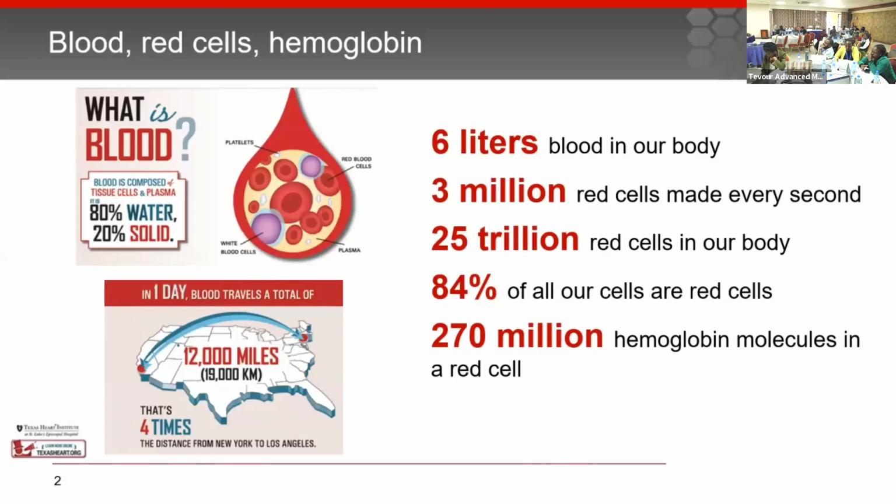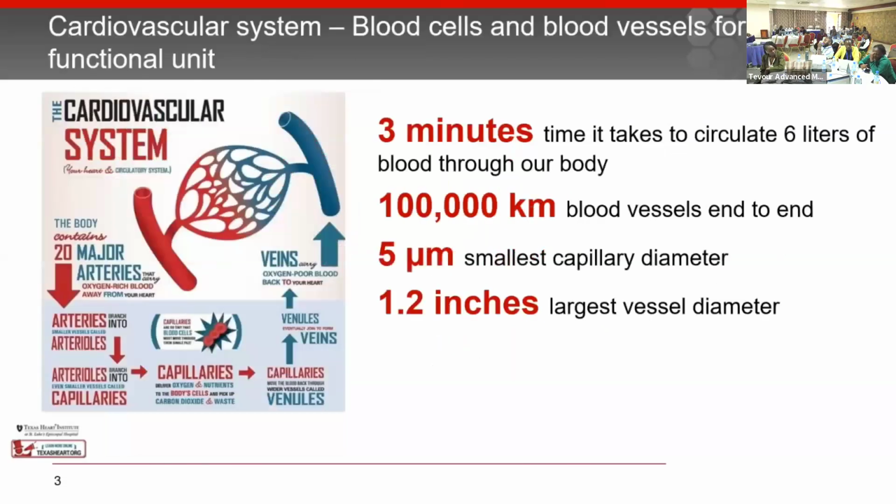So as blood traverses from the lungs, where it picks up the oxygen that binds to the hemoglobin, it moves close to 12,000 miles, which is like the distance from New York to Los Angeles. That's quite a distance to move, and it takes that route in almost 3 minutes. So in 3 minutes, it circulates all those 6 liters of blood, like we looked at in the previous slide.